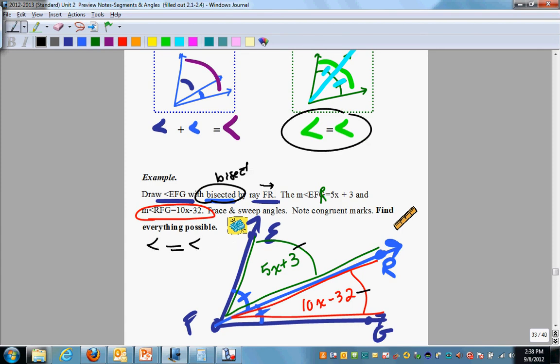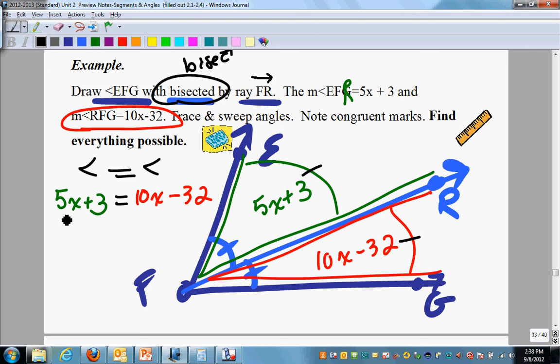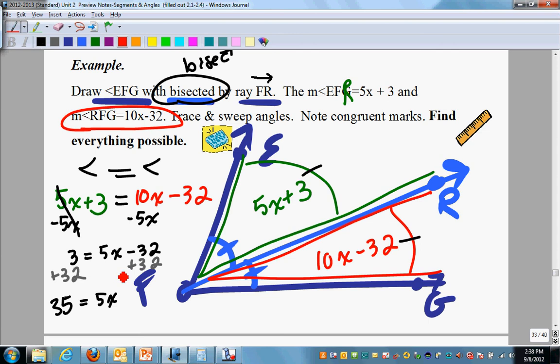So we have angle equals angle. We can set up our equation like this: angle 5x plus 3 equals the other angle 10x minus 32. Now we solve. We have x equals 7. Don't get all happy just because you solved for x.